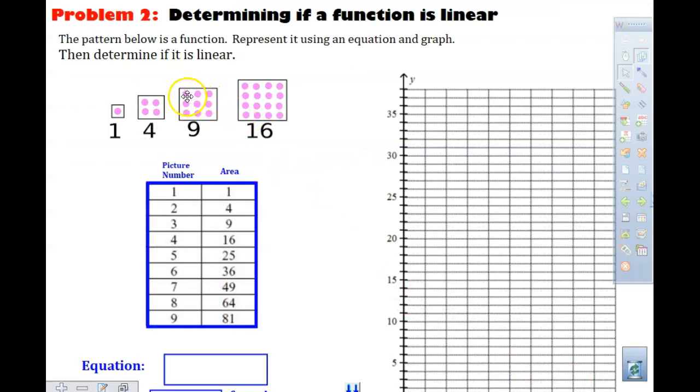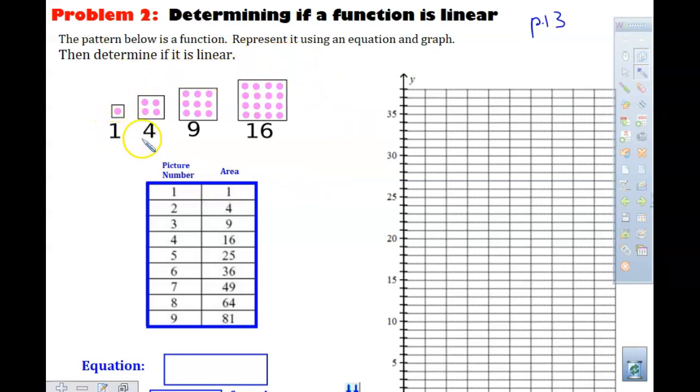As we look at problem 2, we should right now be on the top of page 13. So if you're looking at your notes, this is on the top of page 13. It says, determining if a function is linear. The pattern below is a function, and we're asked to represent it using an equation and a graph and determine if it's linear.